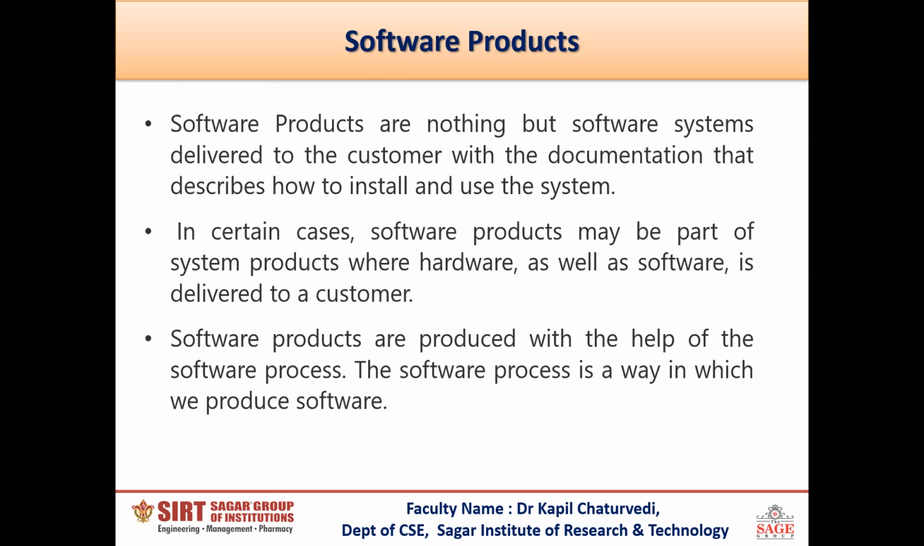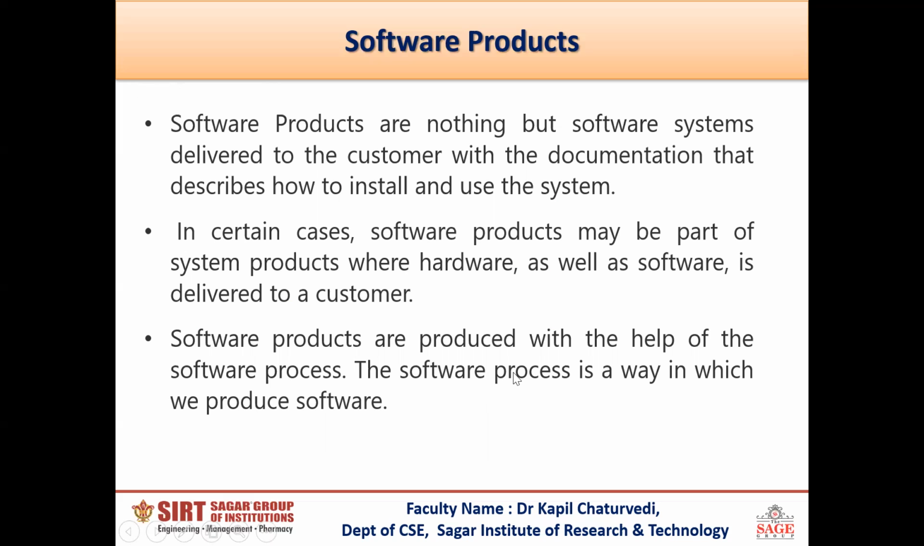In certain cases, software product may be part of a system product where hardware as well as software is delivered to a customer. In such cases, whenever you use a scanner or a printer, you know that to use those additional devices, we have to install additional software with them, known as drivers. So these software products are known as system software.